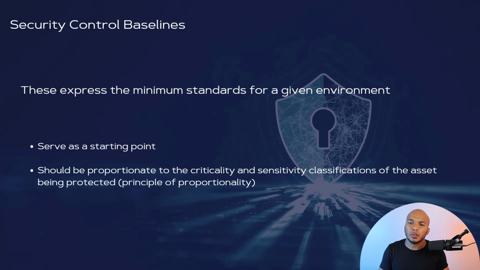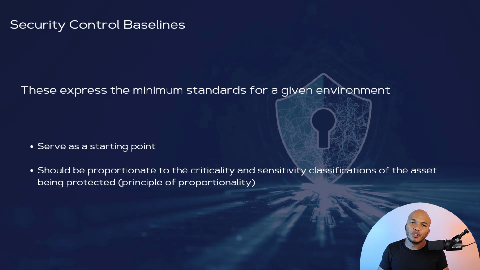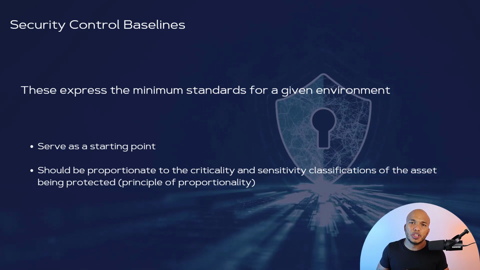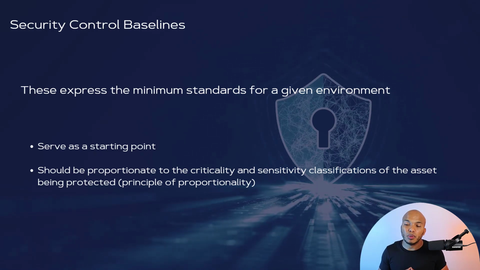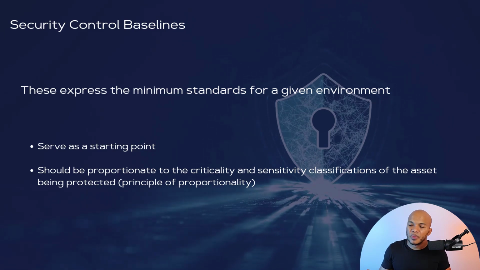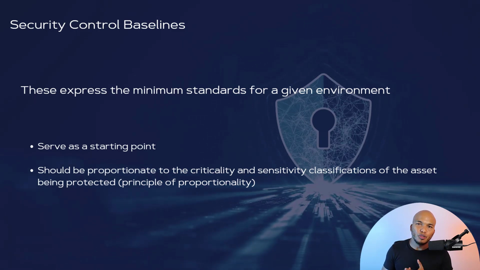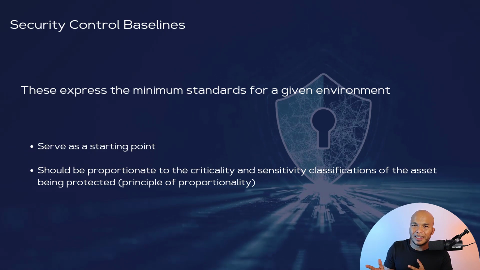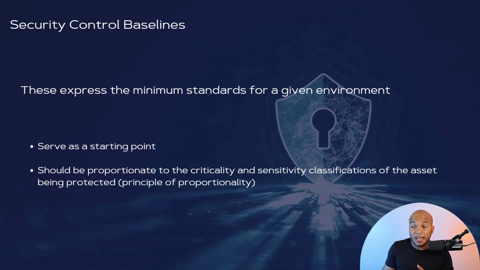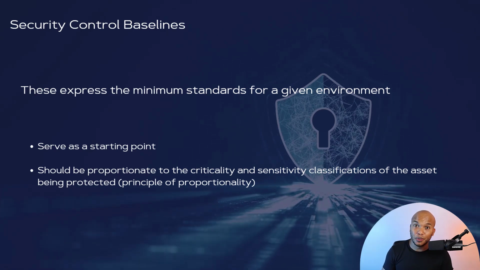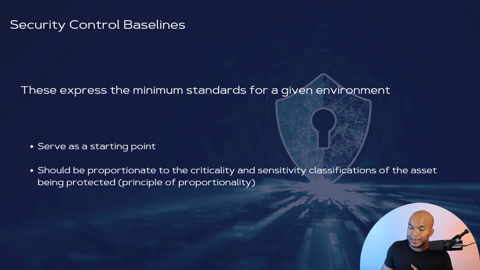And then we have the security control baselines. These express the minimum standards for a given environment. So they should serve as a starting point and then should be proportionate to the criticality and sensitivity classifications of the asset being protected. The principle of proportionality. The whole point here is that if you have data that's not that important, that is not that sensitive, then the amount of controls designated to that particular kind of data should be at a minimum. Why spend so much on data that isn't critical? But if you have data that's very, very important, that's critical, then yes, you do want to spend as much money as is needed to ensure that that data is kept secure.